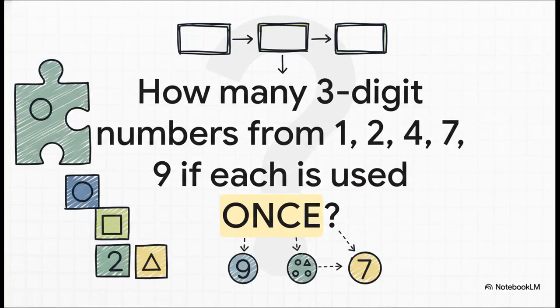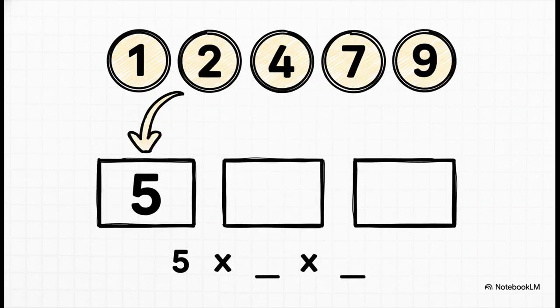We've got 5 digits here. 1, 2, 4, 7, and 9. The question is, how many different 3-digit numbers can we make? But here's the catch, the really important part. Each digit can only be used once. All right, let's break this down together.